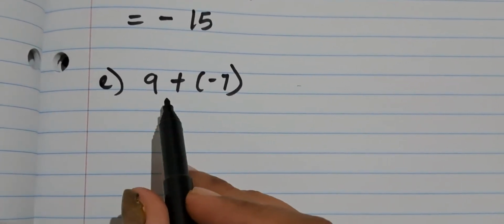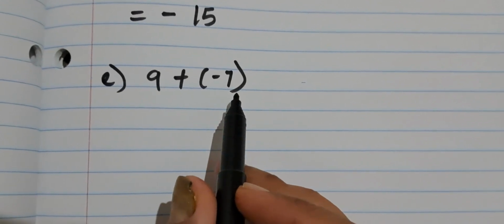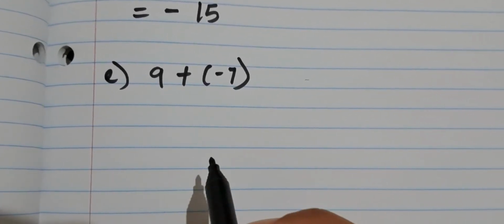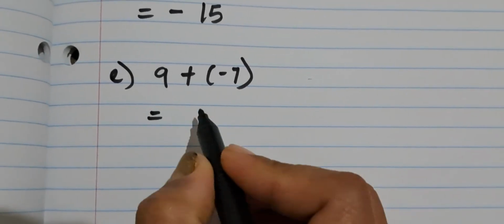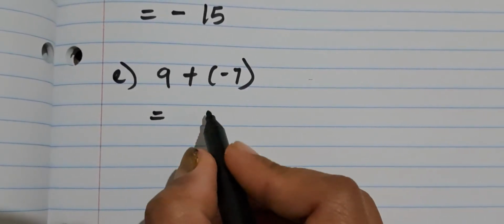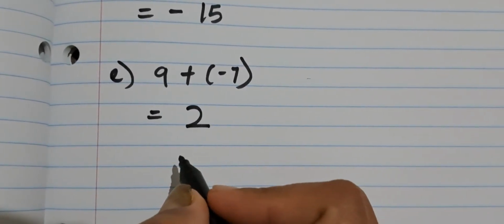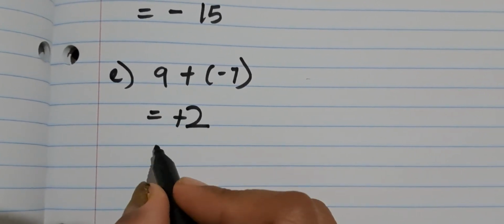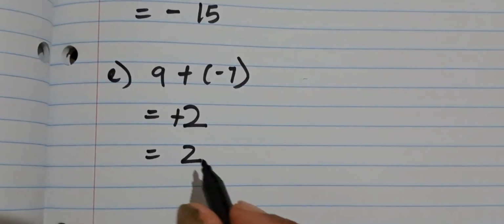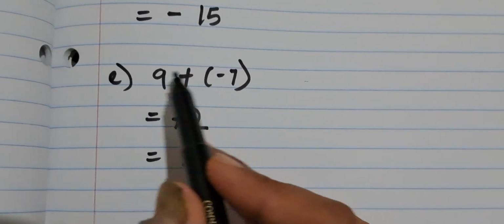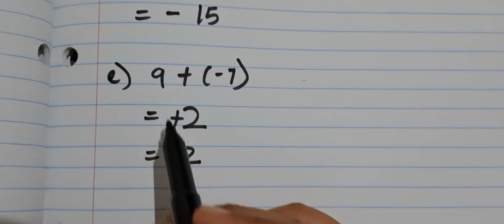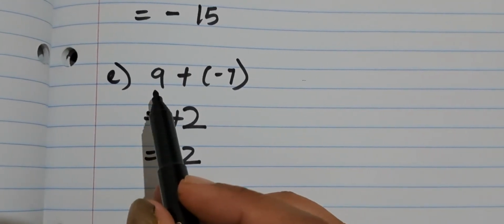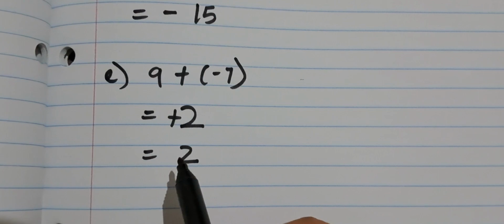Now here it is 9 plus minus 7. So they both have different signs. What do we have to do? We have to subtract them. 9 minus 7 is 2. And which sign? Plus sign. That means it is just 2. Why plus sign? Because 9 is bigger than 7. So we put the sign of the number which is bigger. So 9 is bigger. So we put the plus sign.